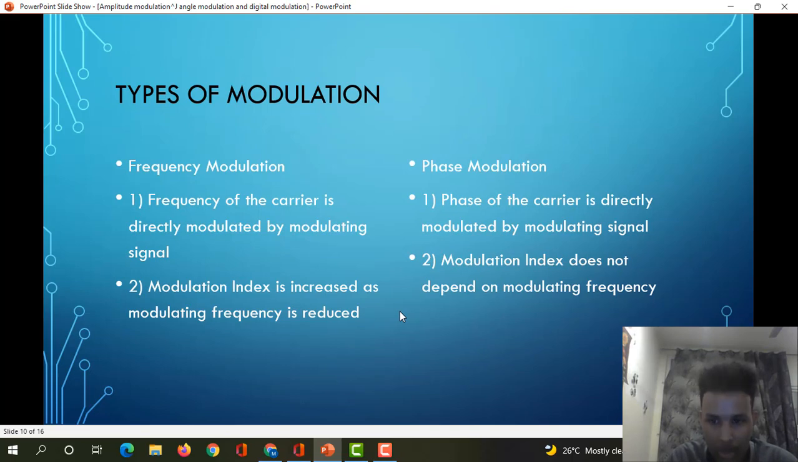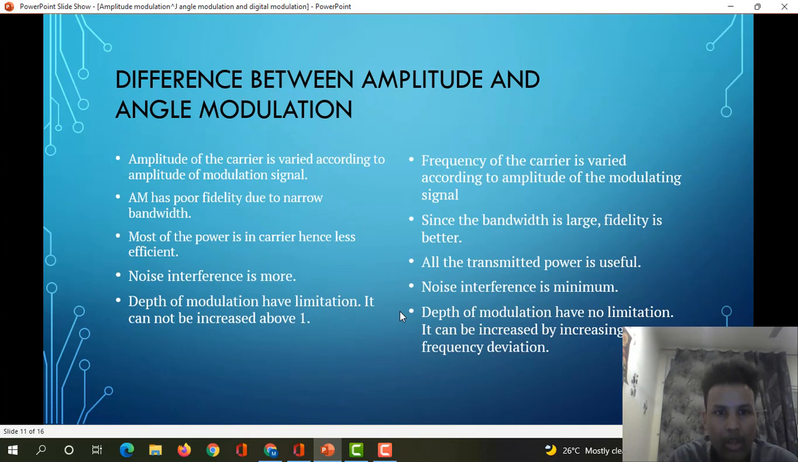Modulation index does not depend on modulating frequency. The difference between amplitude and angle modulation: in amplitude modulation, the amplitude of the carrier is varied according to the amplitude of the modulating signal, while in angle modulation, the frequency of the carrier is varied according to the amplitude of the modulating signal.